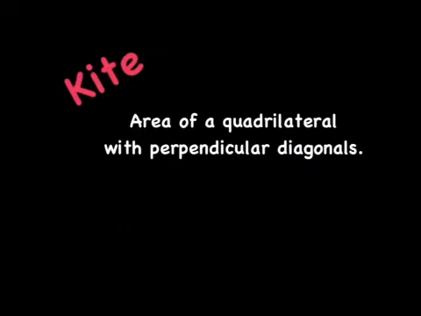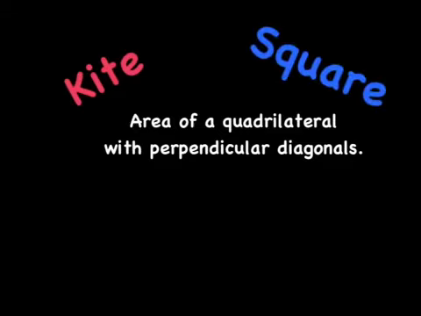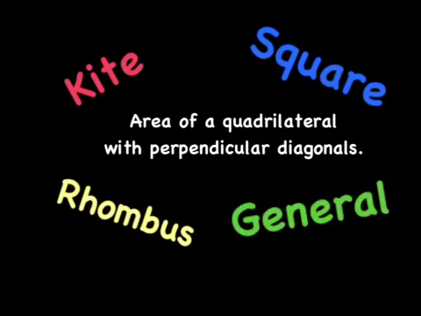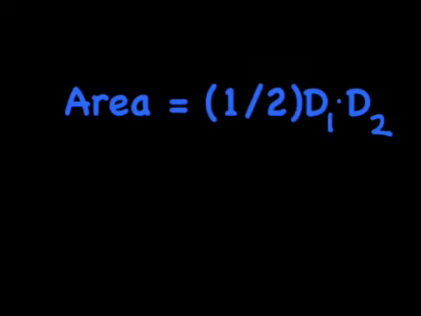So in this video, we attempted to talk about the area of a quadrilateral with perpendicular diagonals. One example of that is a kite. A square is another example. A square is a special type of kite. A rhombus was the third example. A rhombus is a special type of kite as well. And we also talked a little bit about a general quadrilateral with perpendicular diagonals.